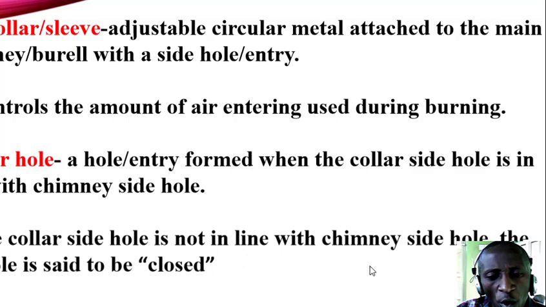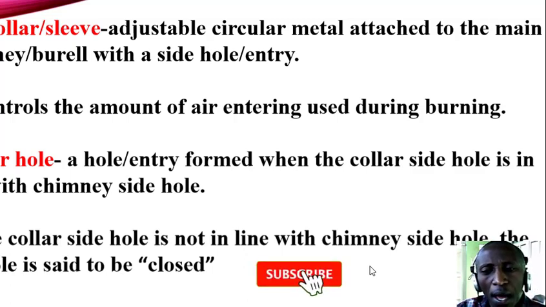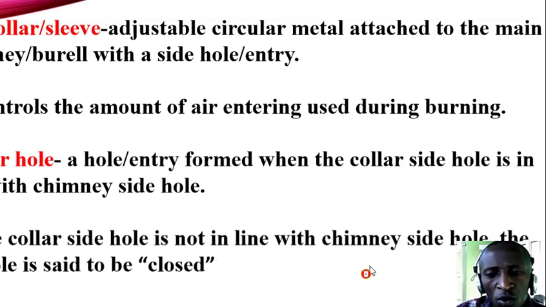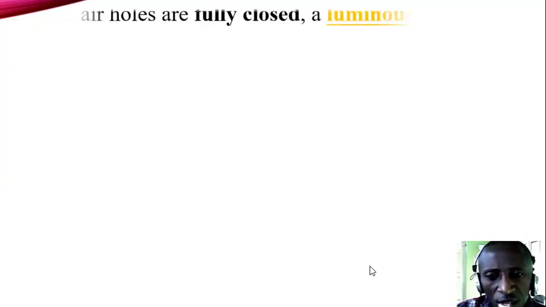This is a point of entry. This is a hole through which air gets in. So the air hole is controlled by the collar, such that if the collar is not in line with the air hole, such that there is no opening, then we say that the air hole is closed. If the collar side hole is in line with the chimney, then the air hole is open. And that way we have the regulation of how much air we get in.